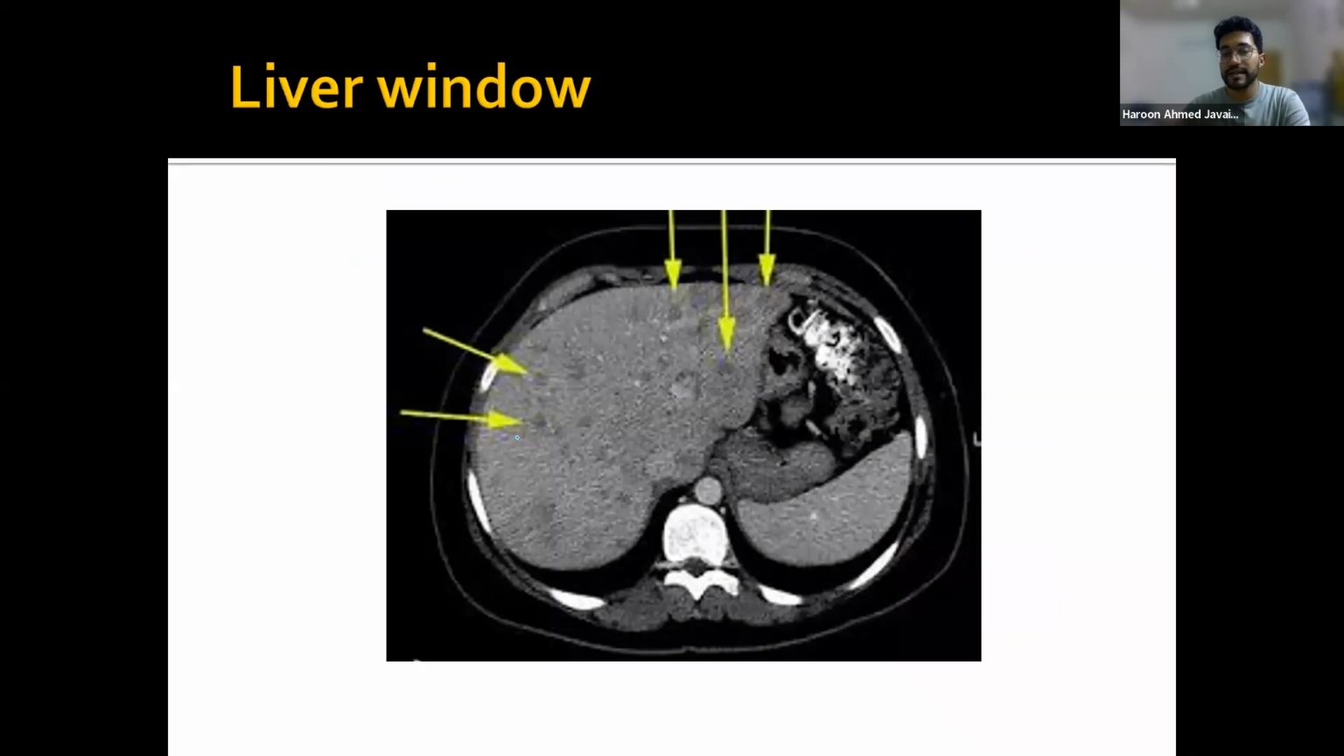So again, this is a liver window. What they're trying to show you, again, this is an axial section of your stomach. So this whole thing is a liver, and what they're trying to show you is that once I convert this to liver window, I can tell apart the minute differences in the liver itself. Okay, that's what they're trying to show you here.